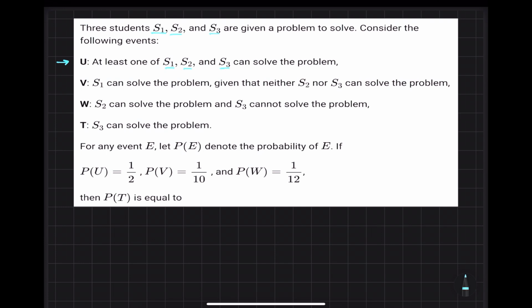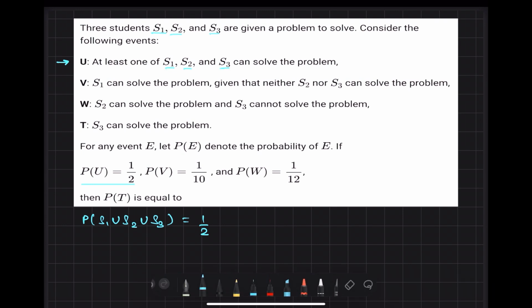So at least means what? You know that at least means it's union. So probability of S1 union S2 union S3 will solve the problem is, okay, we will understand. And here they have given P of U. So it is 1 by 2. Okay. Now look at the next case.